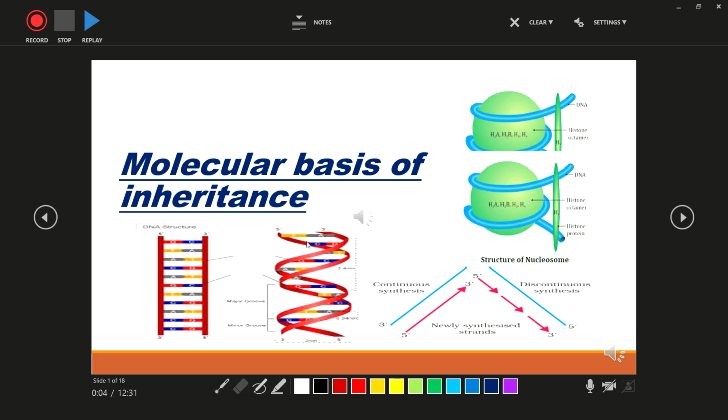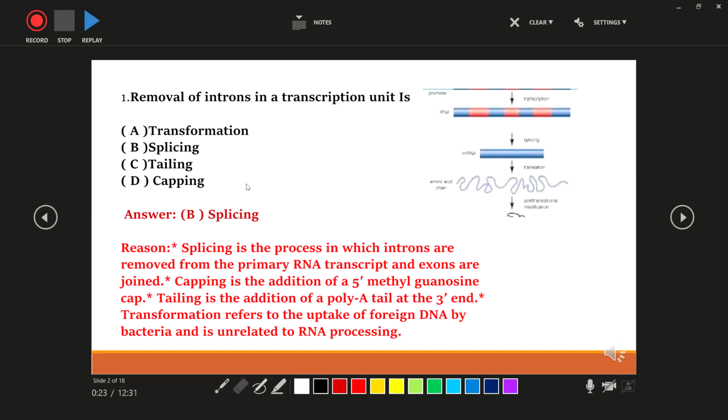So here you can see the slide. Removal of introns in a transcription unit is, you can see the answer here, splicing. And why this is correct: it is the process in which introns are removed from the primary RNA transcript and exons are joined. So this is the correct answer. You can see it in the picture also.